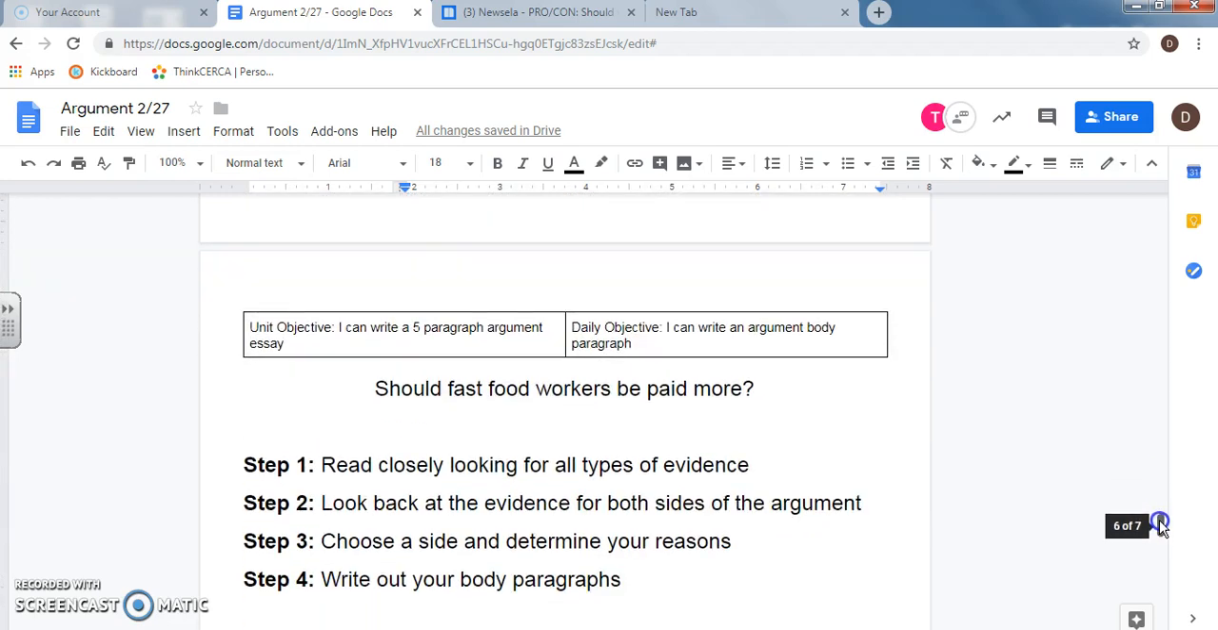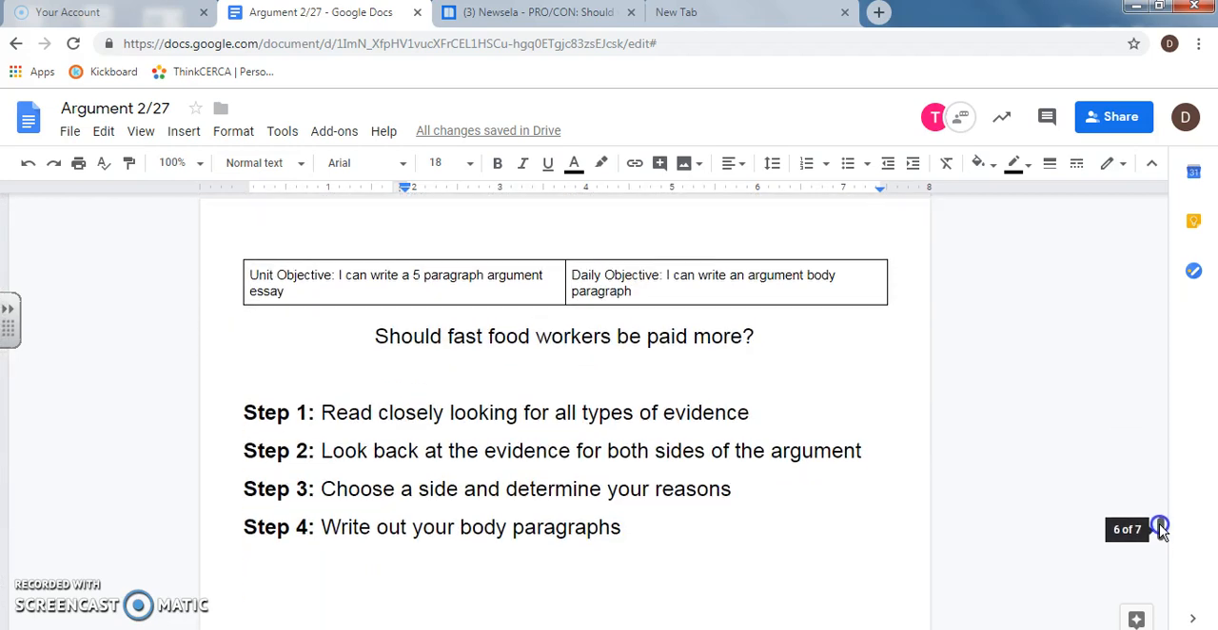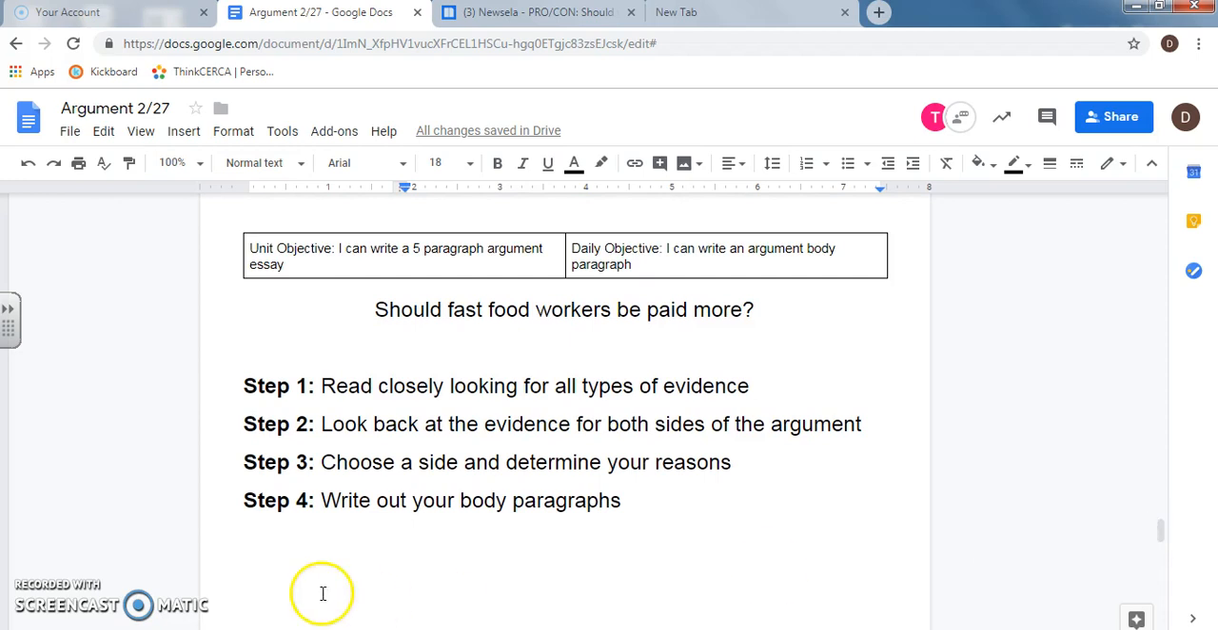Okay, I'm going to show you how to do a body paragraph for an argument essay, break it down into 4 steps. Okay, so the question for this example is, should fast food workers be paid more? We've already done it. Here's 4 steps. So to do this, step 1, you got to read the article closely, looking for all types of evidence, anecdotal evidence, statistical evidence, and also expert opinions that you could use to help you with your argument.